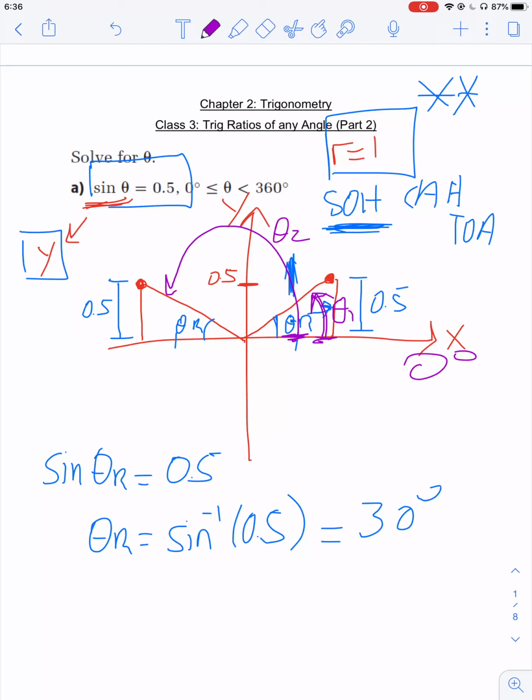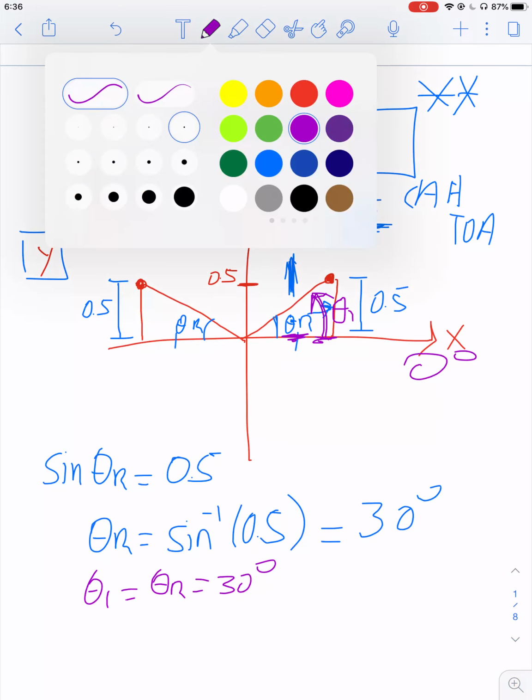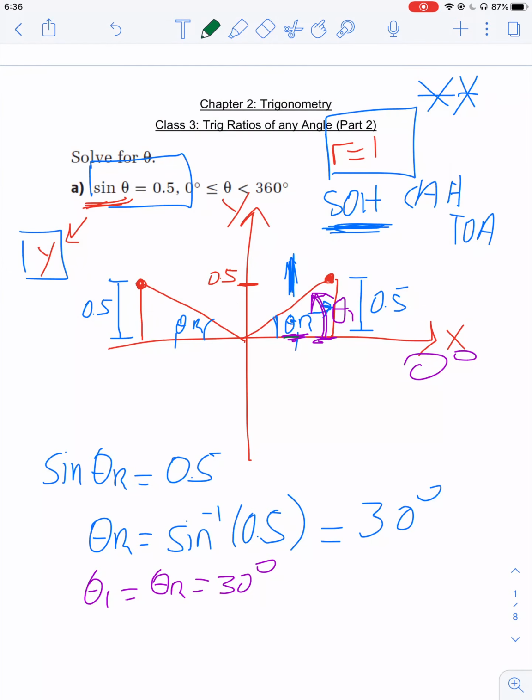Now, if you look at the picture, it turns out that theta 1 is equal to your reference angle, right? So theta 1 is equal to theta r, which is equal to 30 degrees. So that's your first solution. Now, your second solution is, you know what, let me just use a different color so that I can distinguish the two thetas. I'm not going to use purple for this one. Let's go with green. So you start from the 0 and go all the way up to your second terminal arm, and let's call this theta 2.